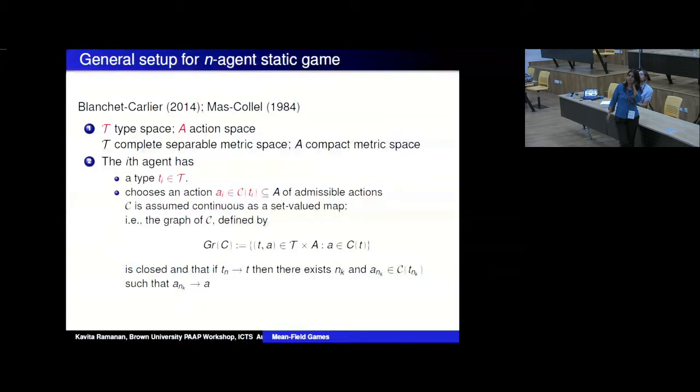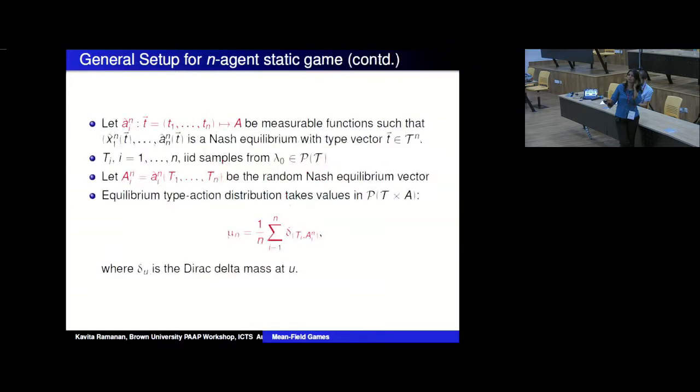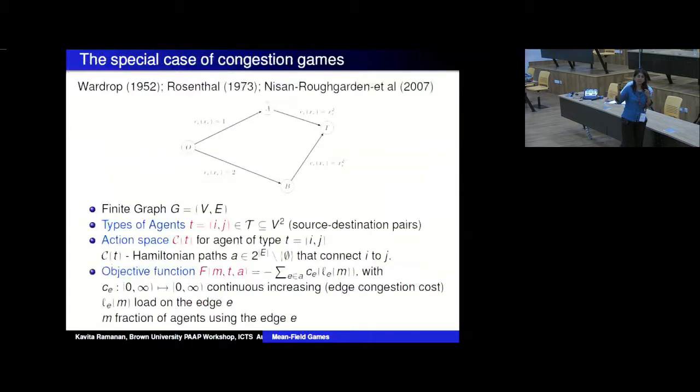So we have this. Now, for every type, I look at this A hat, some measurable function such that this is a Nash equilibrium with this type vector. Here, remember, let's go back to the congestion game to understand what we're trying to ask here.